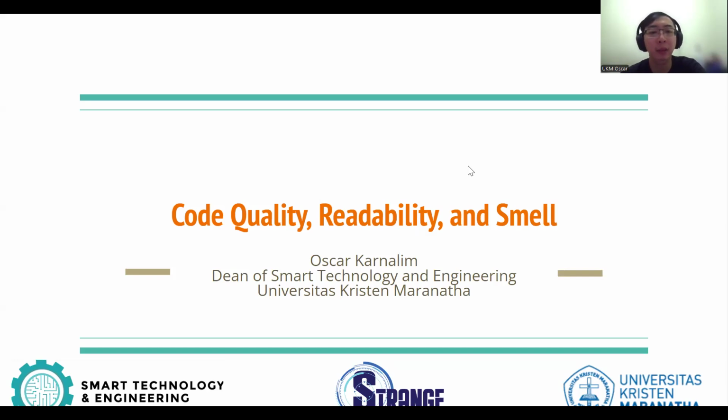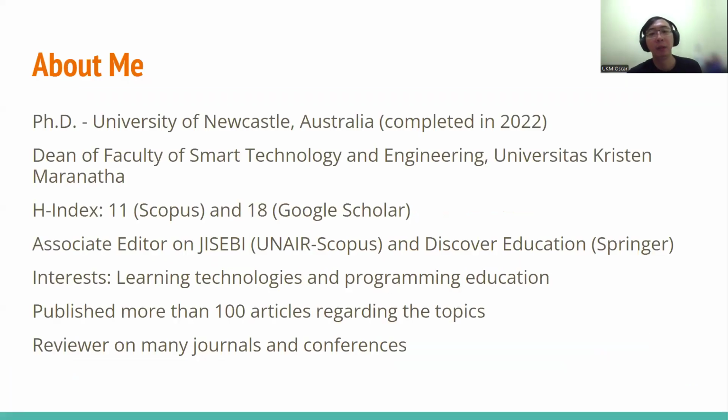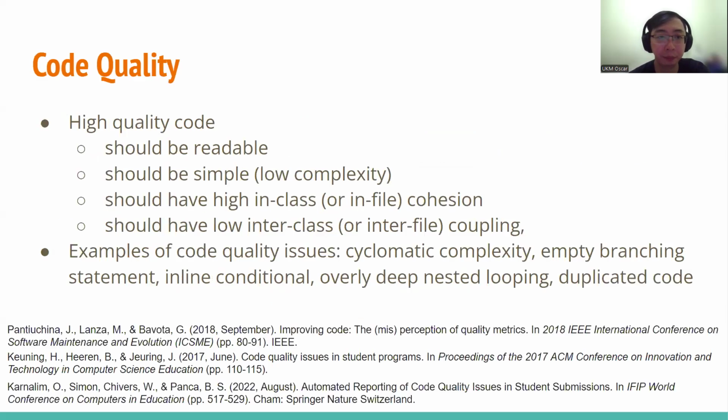Okay, I'm Oscar Karnali, Dean of Smart Technology and Engineering from Universitas Kristen Maranatha. So this is a little information about me. I completed my PhD from the University of Newcastle, Australia in 2022, and I'm currently the Dean of the Faculty of Smart Technology and Engineering, and my h-index is 11 for Scopus and 18 for Google Scholar. I'm also an associate editor for GCB and Discover Education. My interests are learning technologies and programming education. I published more than 100 articles regarding the topics, and I'm also a reviewer on many journals and conferences.